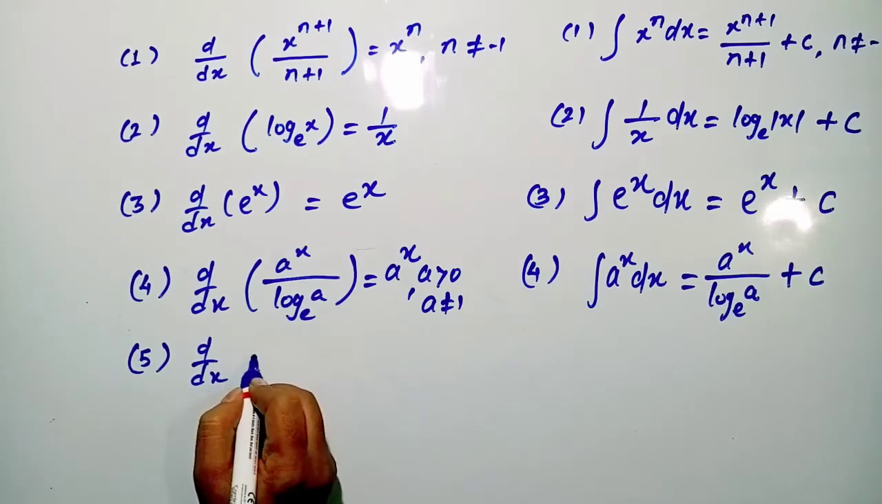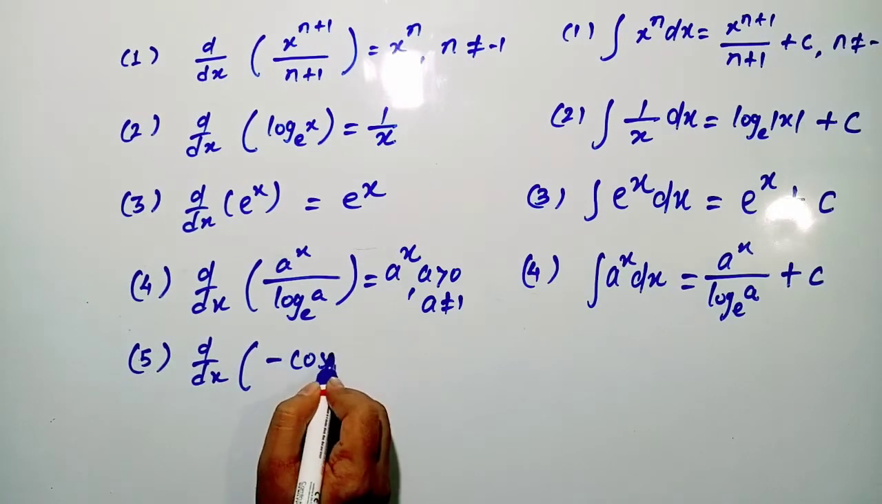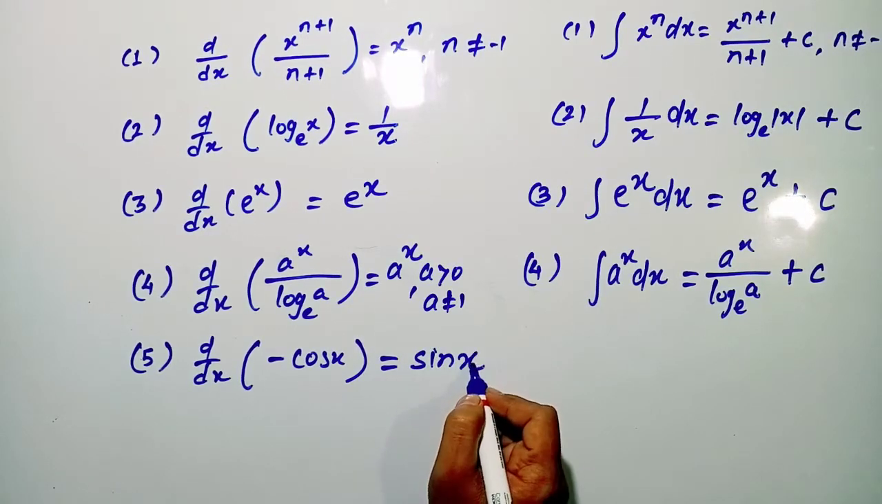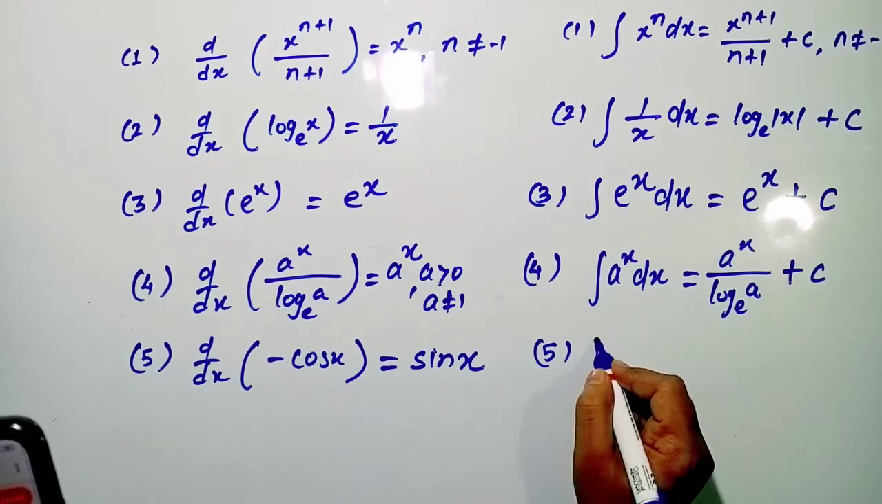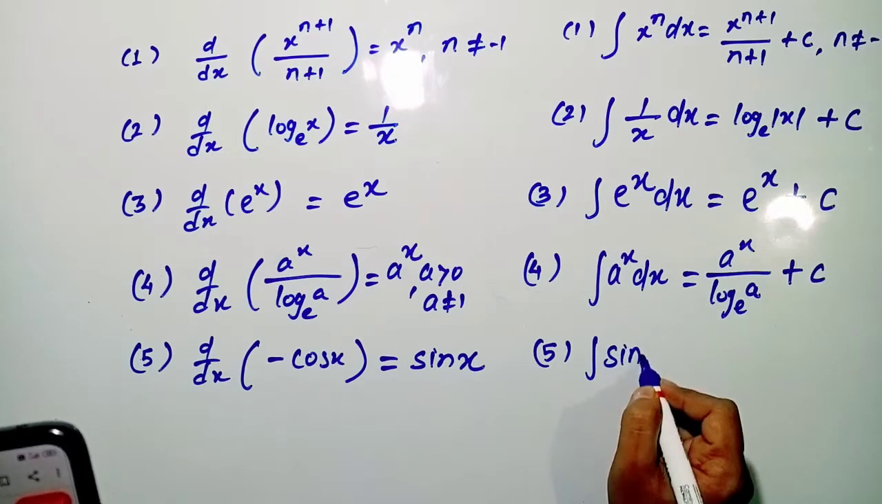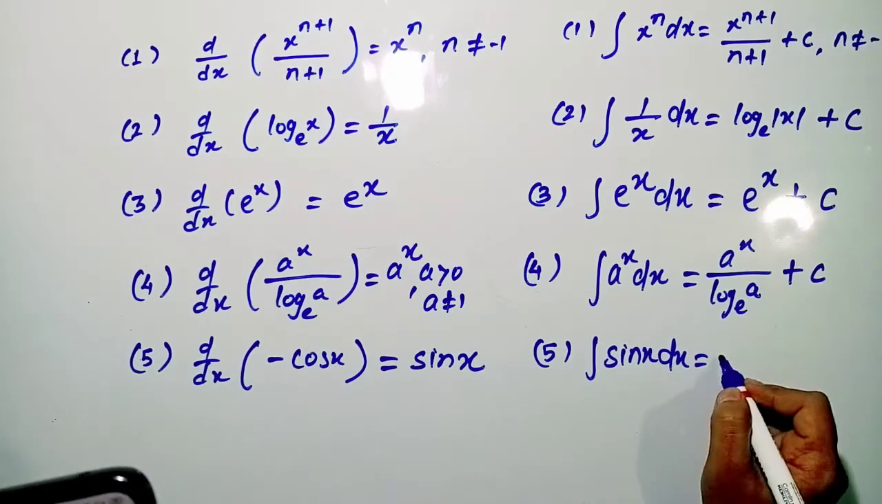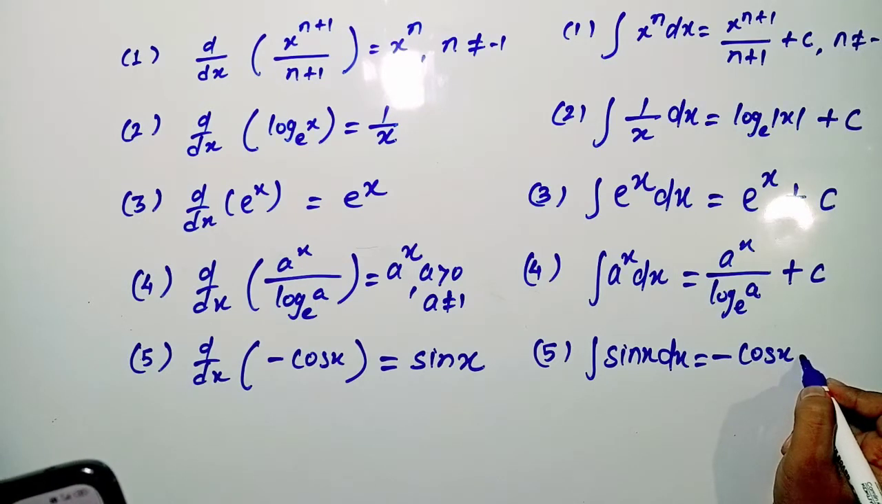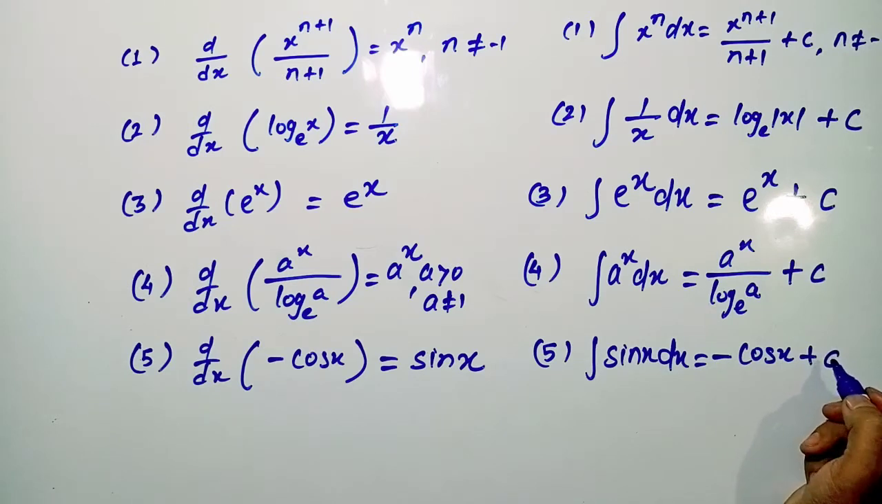Fifth, differentiation of minus cos x gives plus sin x, and the integration of sin x will be minus cos x plus c. C is an arbitrary constant.